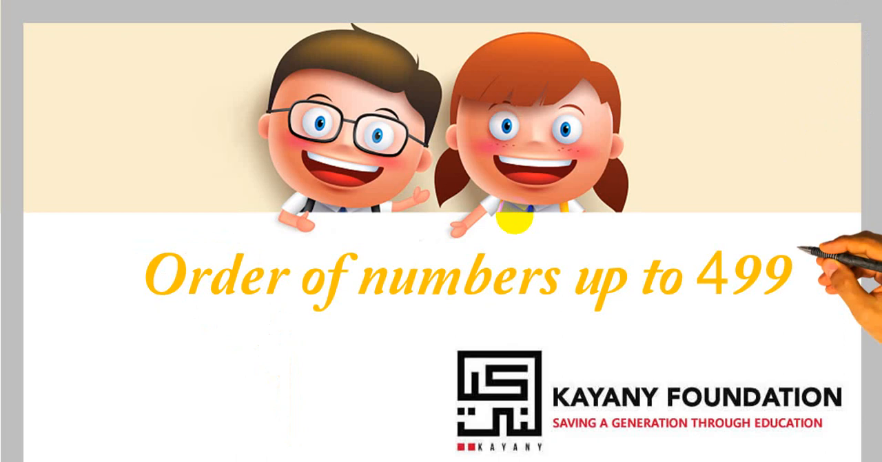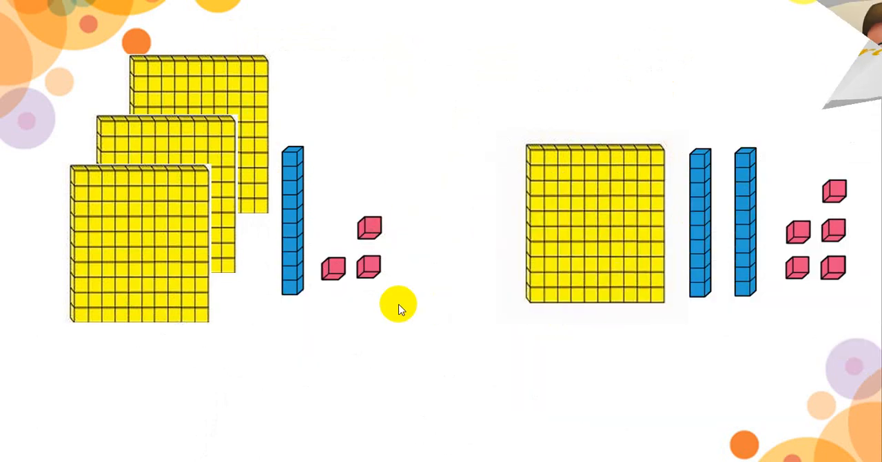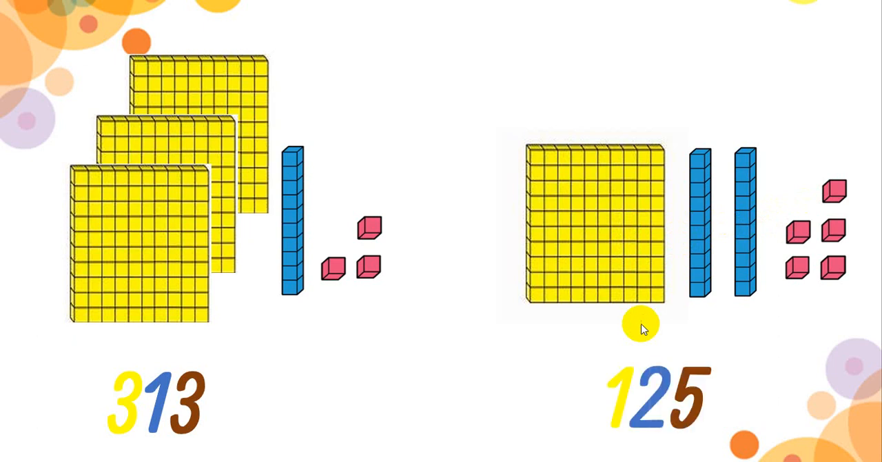In today's lesson, we are going to practice ordering numbers up to 499. Look at these two sets. They represent three-digit numbers. This set has three hundreds, one ten, and three ones. The number is 313. This set represents the number 125 because it has one hundred, two tens, and five ones.